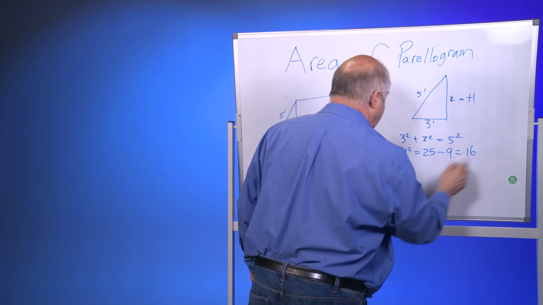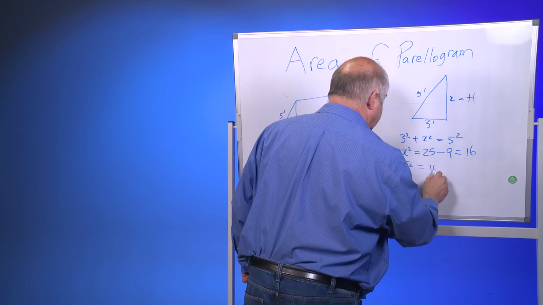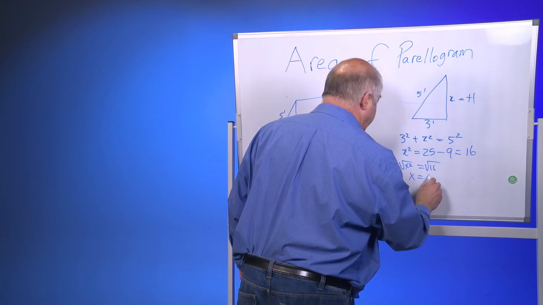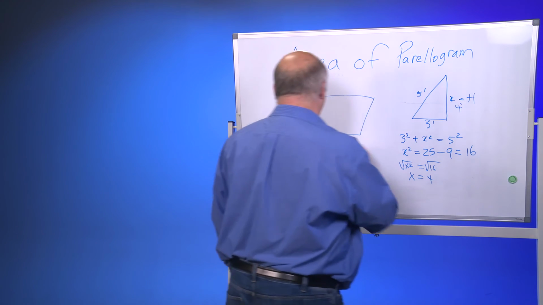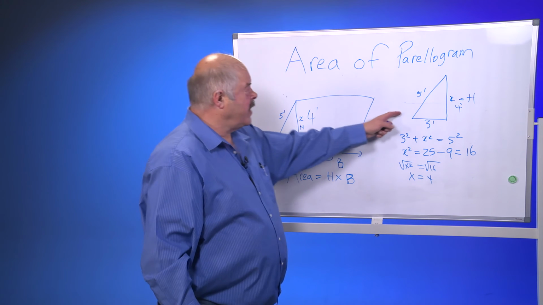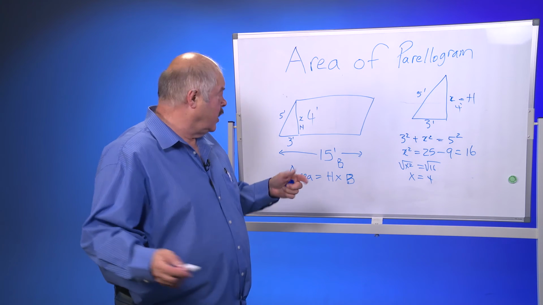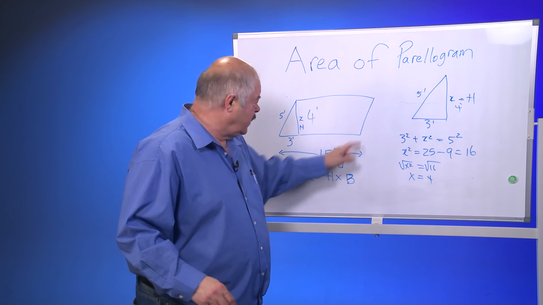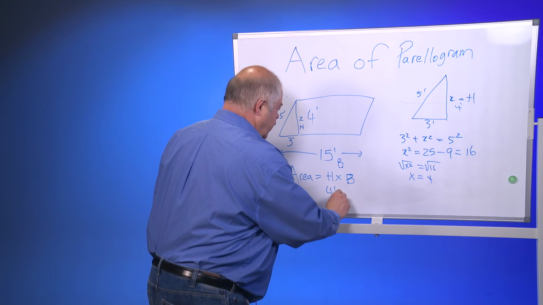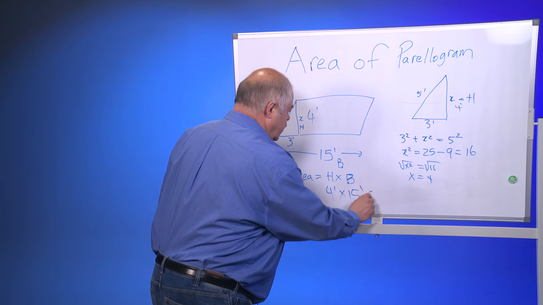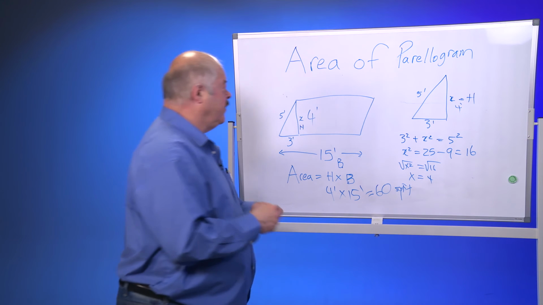And so x squared is equal to 5 squared, which is 25, minus 3 squared, which is 9, which is 16. And so if we take the square root of x squared and the square root of 16, we have x is equal to 4. So we figured out that this side is 4 in length, using the Pythagorean theorem, that this height here is 4. So now we can use our formula, 4 feet times 15 feet, and that will equal 60 square feet. And that is how you'd get the answer.